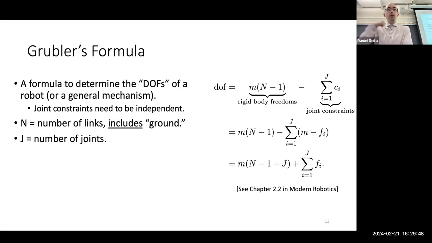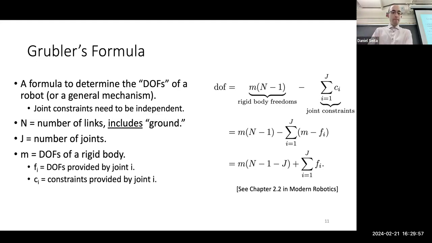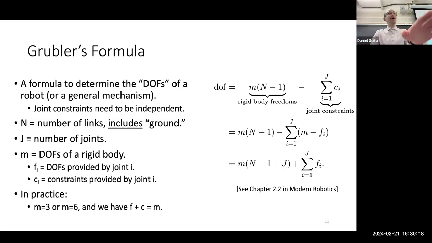All right, then J is the number of joints. Remember that joints connect links, but joints are not the same thing as links. M is the degree of freedom of a rigid body, where F_i is the degree of freedom provided by joint i, and then C_i is the constraint provided by joint i when we add in the subscript here. If this all looks a little bit unwieldy, in practice usually the formula is a lot simpler to use. M is usually 3 or 6 because we're usually dealing with a planar robot or something in 3D space.